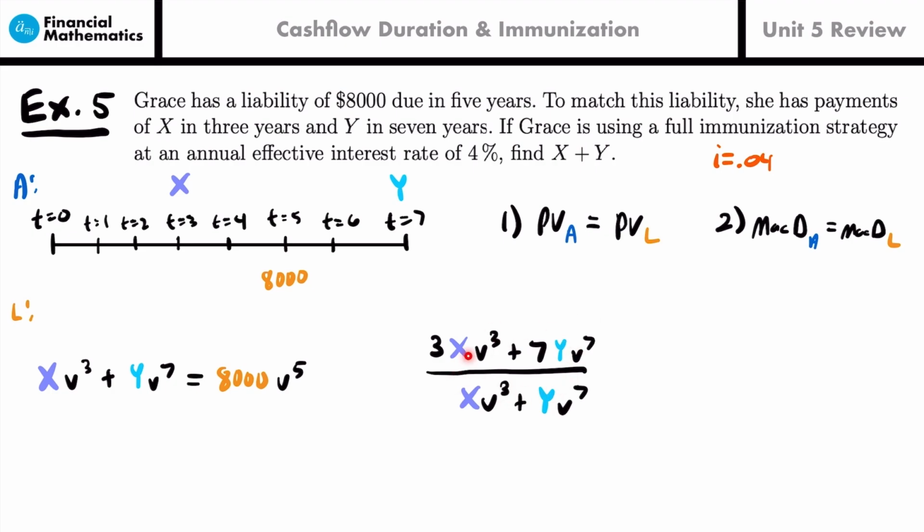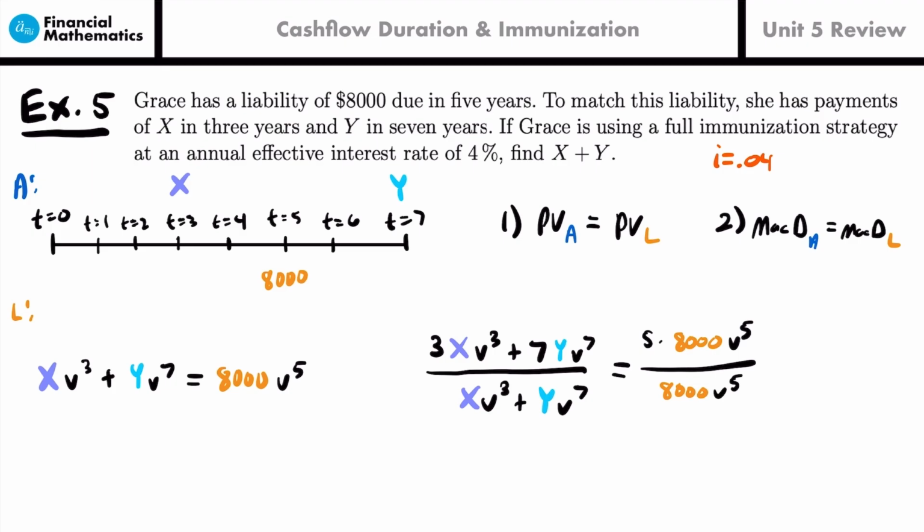So this is our Macaulay duration of the assets, and now we're going to set it equal to the Macaulay duration of the liability, and there's only one of them. We're going to have 8,000, which is at time 5, so the present value of that is 8,000 times v to the power 5, but then we need to multiply it by 5, okay? And then that will be divided by the present value of that liability, which is 8,000 times v to the power 5.